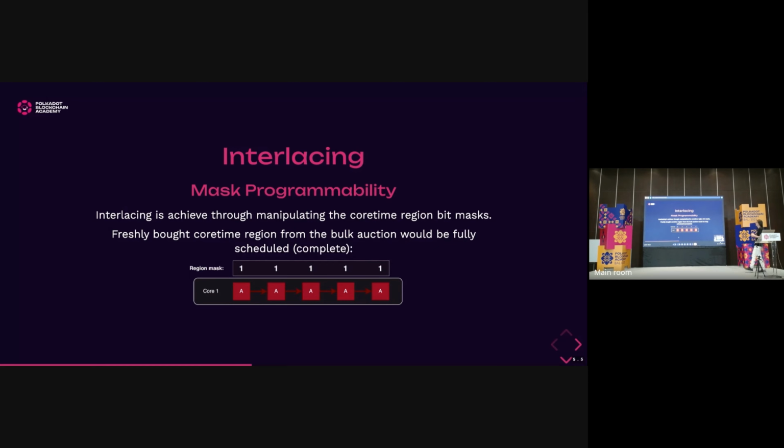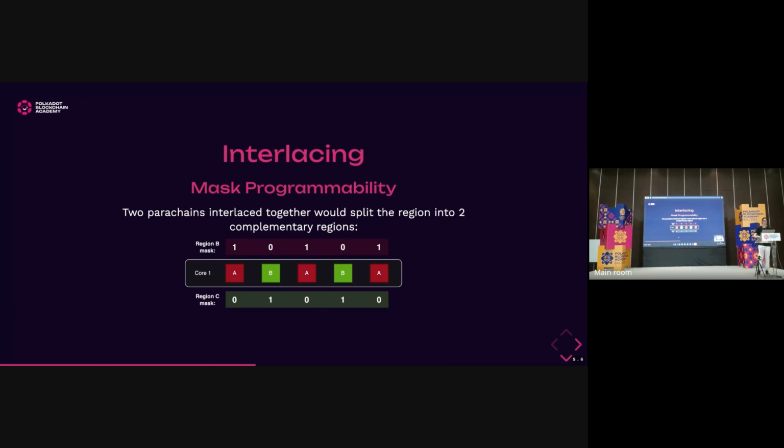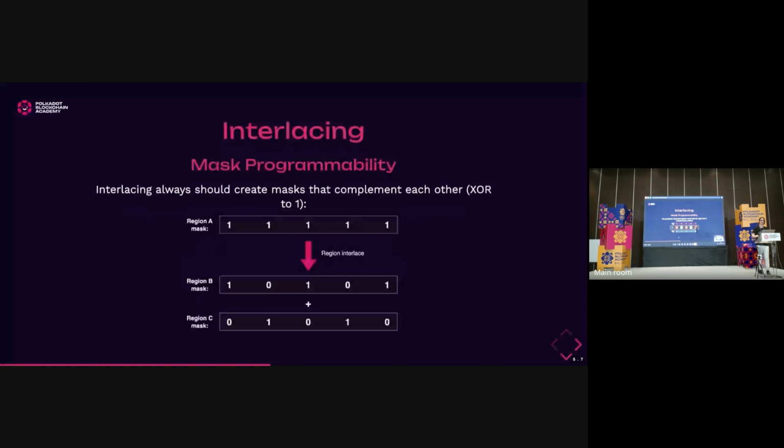And interlacing is achieved through manipulating the core time region. This is like this NFT mask. They essentially have a bit field of who produces a block on that specific time slot, on that specific execution core. So the bit mask for 2 parachains sharing a single core would look something like this. On the first one, the mask suggests parachain A actually is making a block there, and then they are taking turns. So if you see a bit mask 1010, it means it's producing a block every other slot.